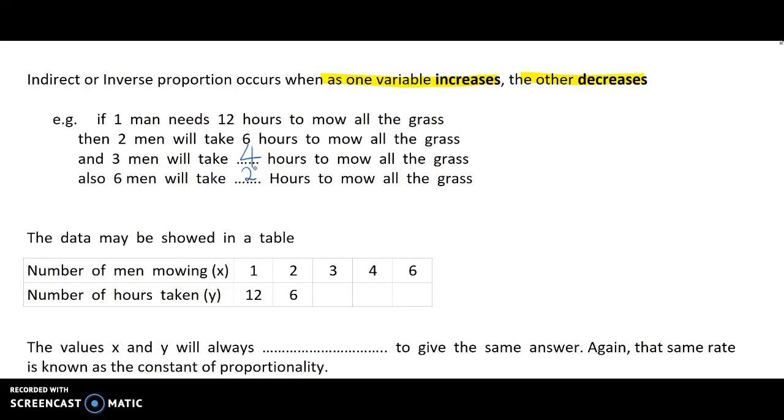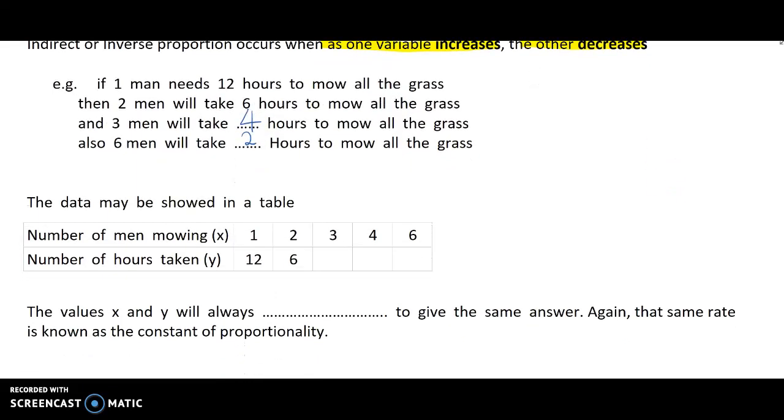If we show this in a table, the number of men who mow the lawn is 1, 2, 3, or 4. So 1 man will take 12 hours, 2 will take 6 hours, 3 will take 4 hours, 4 will take 3 hours, 6 will take 2 hours. Now what do you notice?